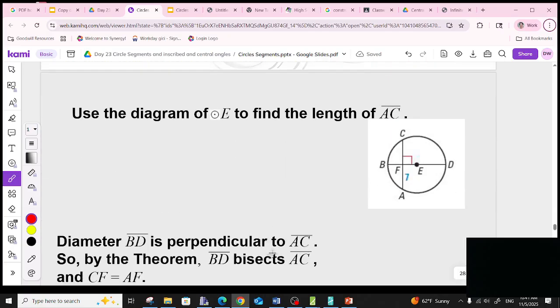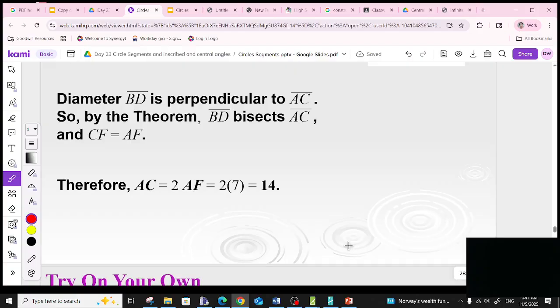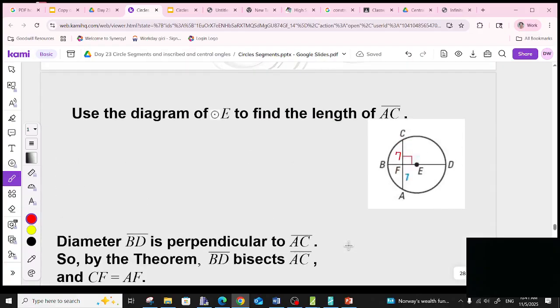Okay, so how do I use that? If this is 7, right? Then what's FC? 7. Okay? These two would have to equal each other because this is your diameter and it's 90 degrees. So you would say, oh, this would also have to be 7. Correct? Okay. And if they want to know the whole, they want to know AC. AC is the whole length. So what's AC equal to? AC is equal to 14.